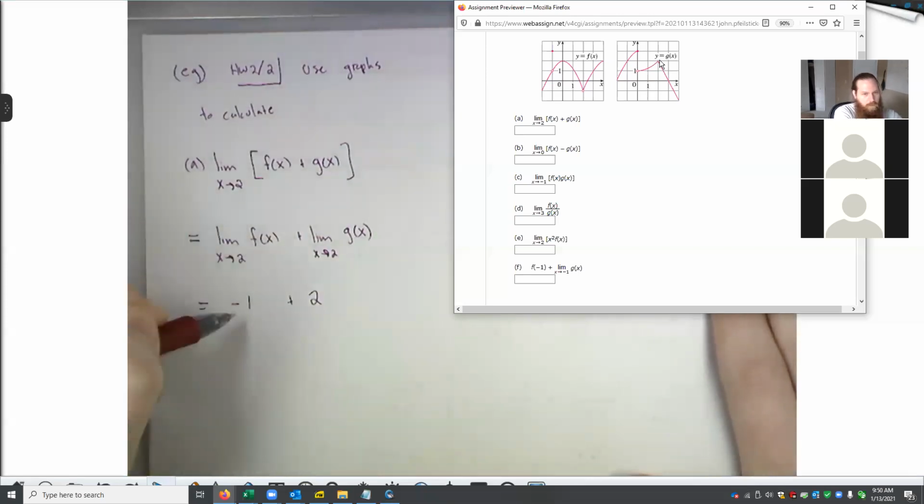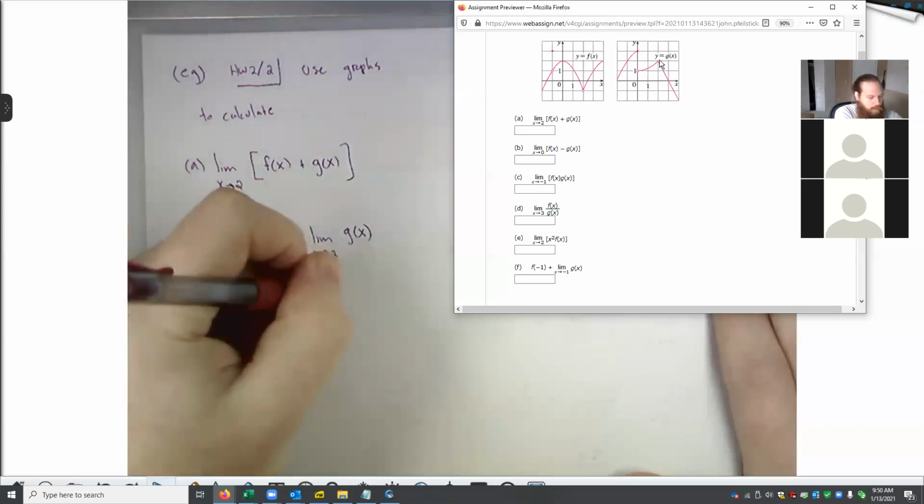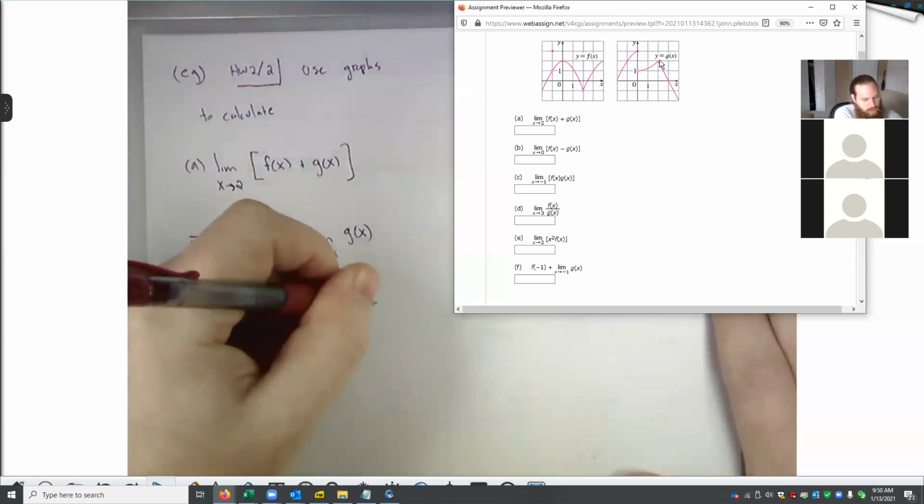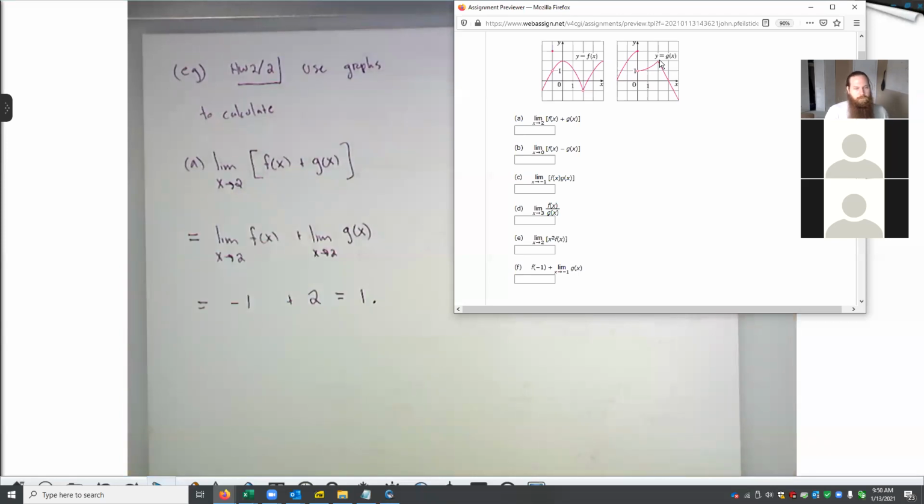And now here we have the result, right? The limit as x goes to 2 of f of x plus g of x is equal to -1 plus 2. And on a good day, that's +1. So that's job done for part A.